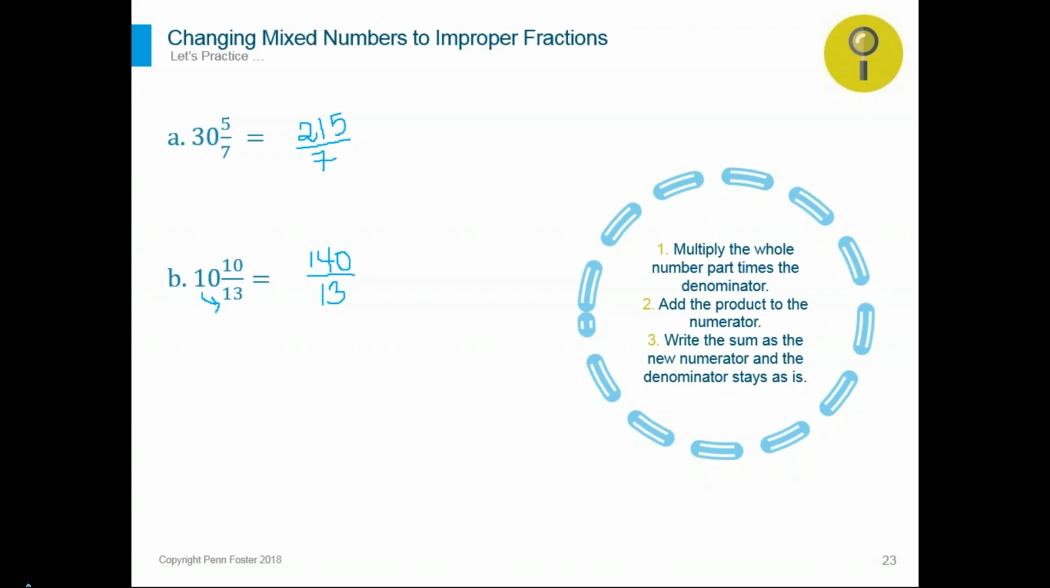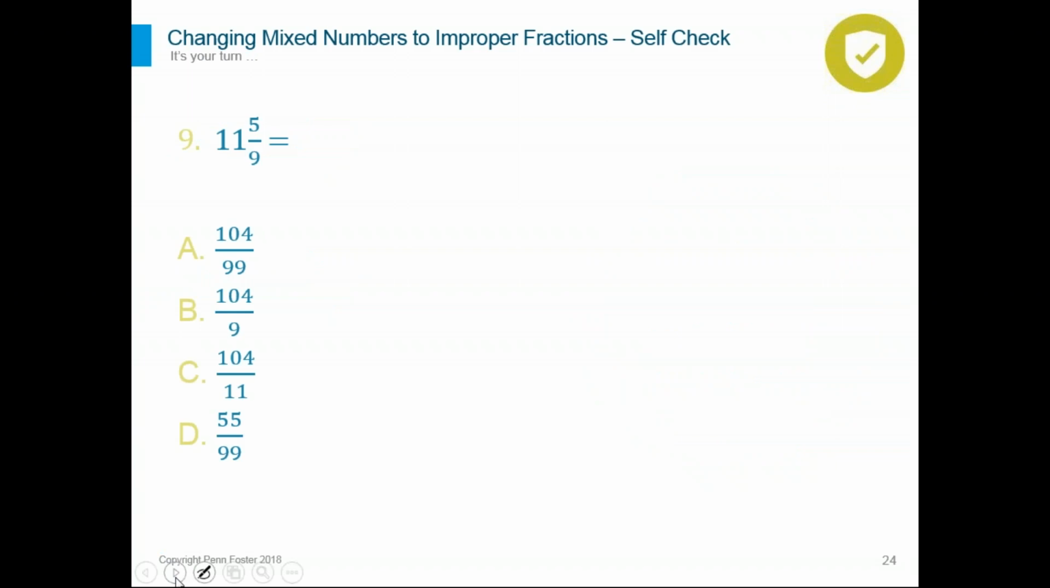Okay, let's do an example together. So a mixed number, 11 and 5 over 9. What improper fraction is the one that represents this mixed number? 11 and 5 over 9.